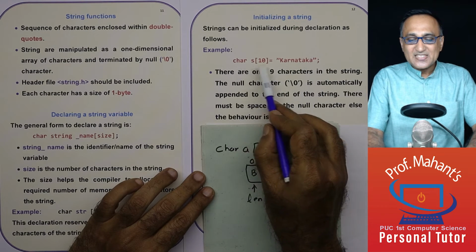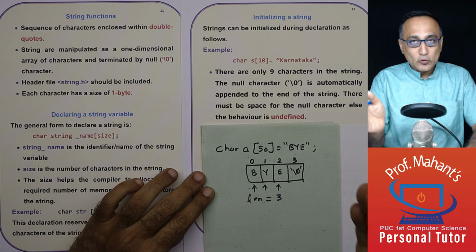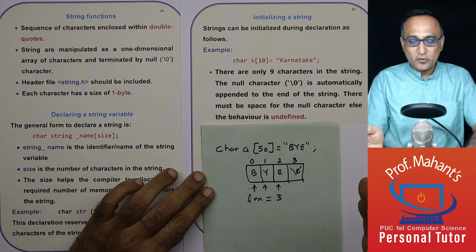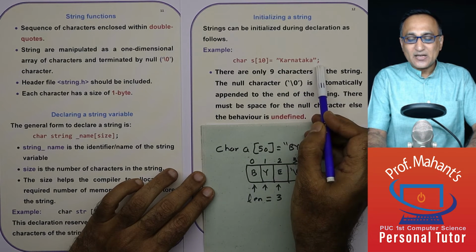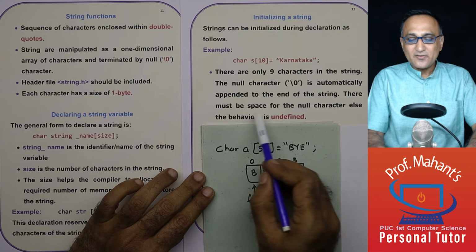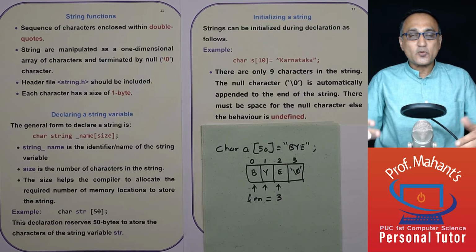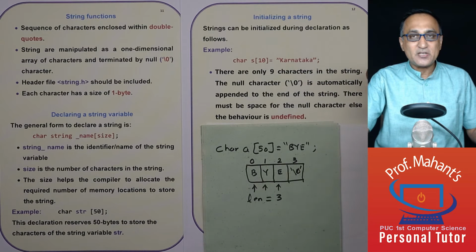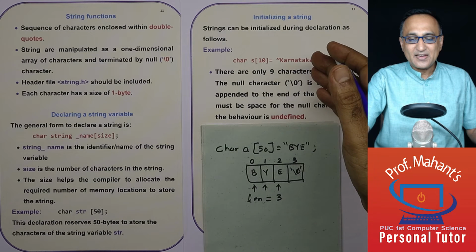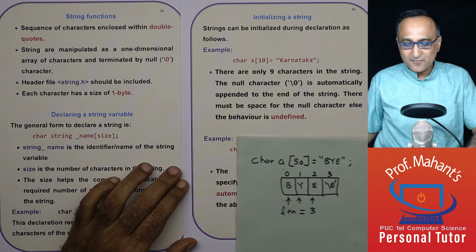When you initialize a string like this in double quotes, the null character is added automatically by the compiler for you. Now suppose I declare 8 and initialize it with "Karnataka". Then, if you are not leaving any space for the null character, what is going to happen cannot be predicted. It may print random garbage values after KARNATAK. After that you can expect any unexpected stuff.